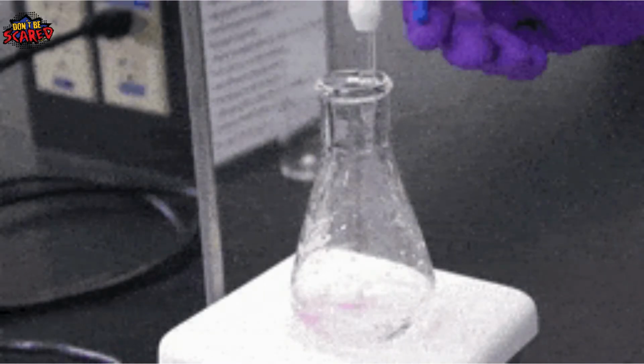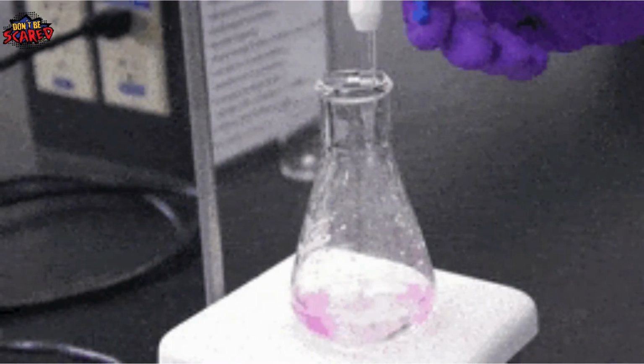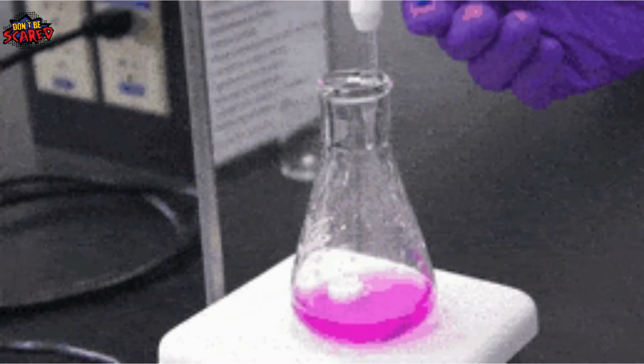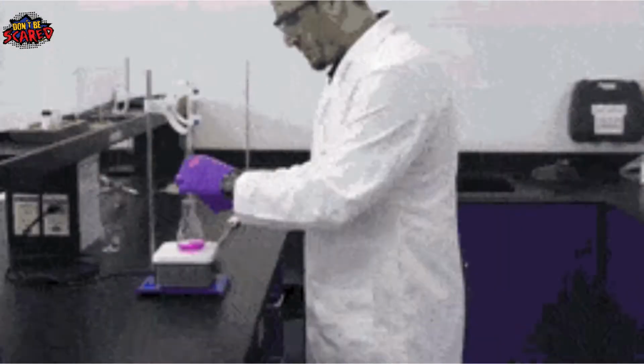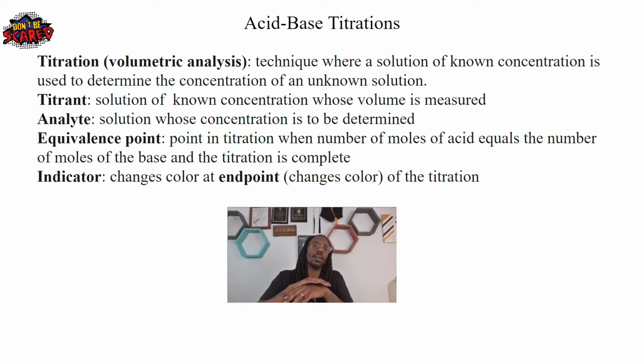So how exactly do we know when it's actually complete? Well, we have to use the indicator to let us know that. This indicator is going to change colors at that end point. That end point is where our titration is done, and the moles of our acid are equal to the moles of our base.